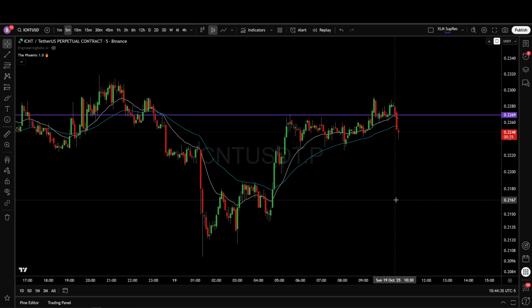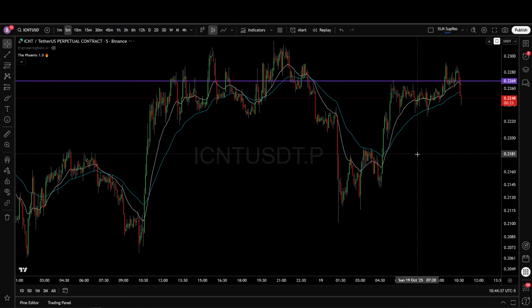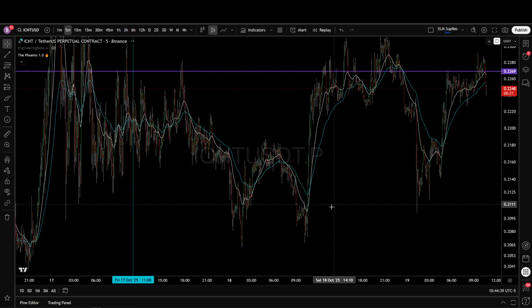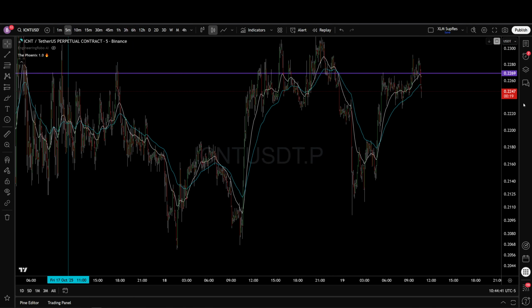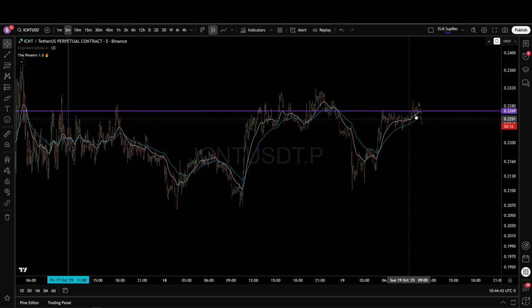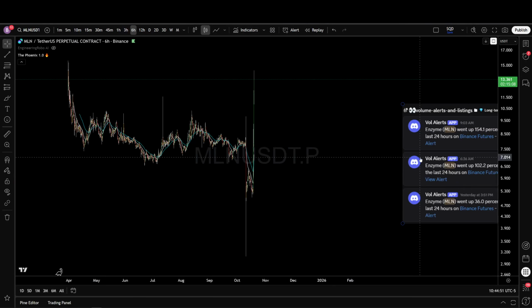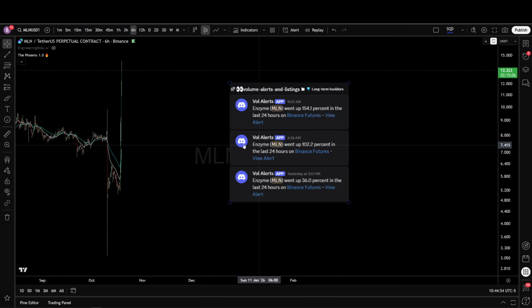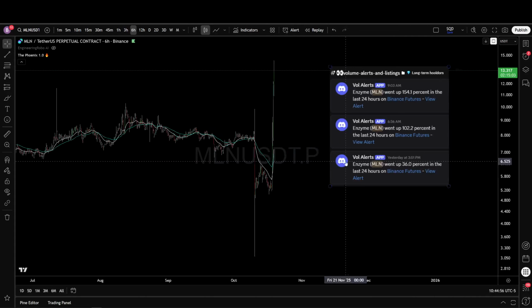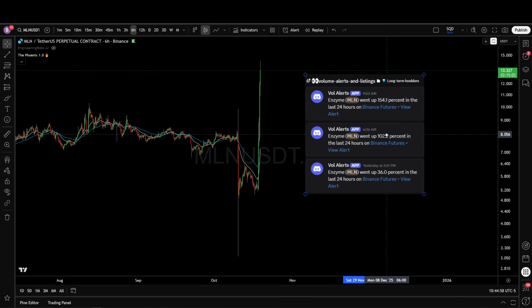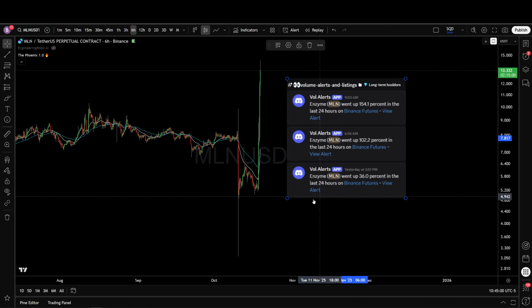So anyway, I'm in this long, I don't remember where I got in, I think down here somewhere. So I need to reevaluate it and see if it's going to reject this area. But let's move on to some that have already happened, because I want you to see what it looks like as things are taking place, as price action is happening. So we're going to talk about the one that you were asking about, Nero.